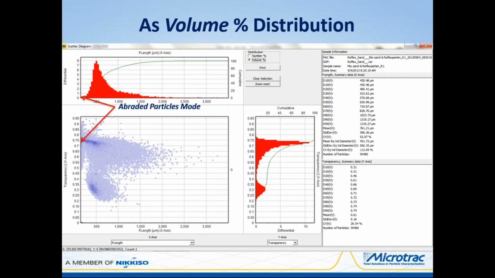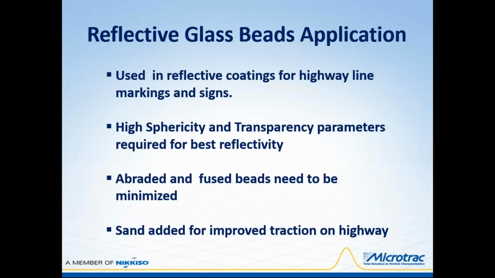So we're interested mainly in the 2 different transparency modes isolated from each other in the y-axis graph on the right. The first application example, reflective glass beads, discussed next, will utilize a transparency difference to isolate and identify 2 different components in the sample.